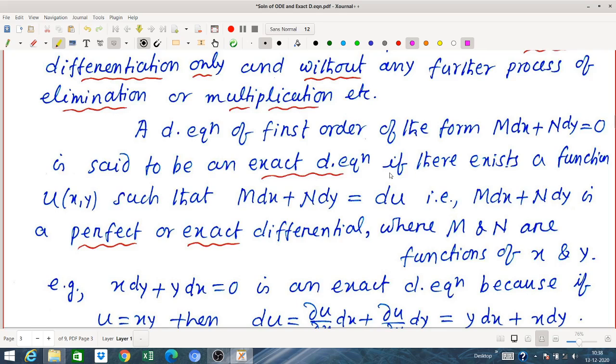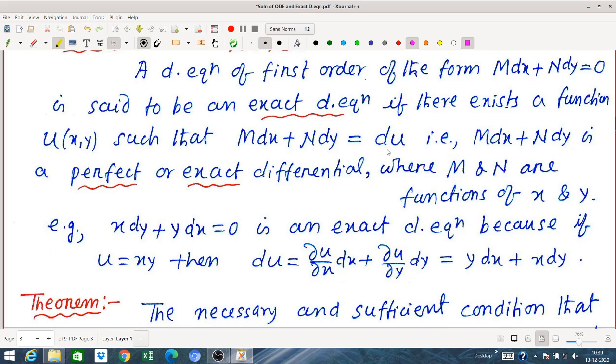Now, for first order separately, I can define it like this. A differential equation of first order of the form M dx plus N dy equal to 0, this is the general form of a first order differential equation, is said to be an exact differential equation if there exists a function u of x, y, such that M dx plus N dy, the left side of this differential equation, is equal to d of u, the total differential of u. We discussed this in the last partial derivative lecture. That is, M dx plus N dy is a perfect or exact differential, meaning d of u is the differential of a single function, whereas dx and dy are different differentials.